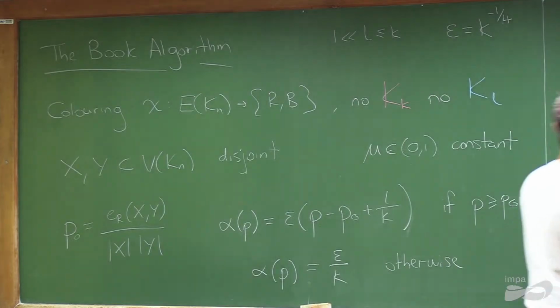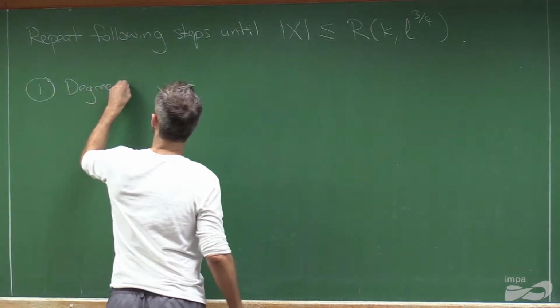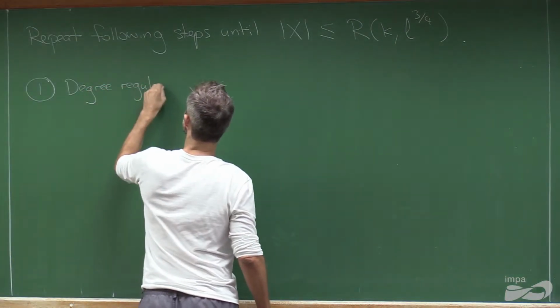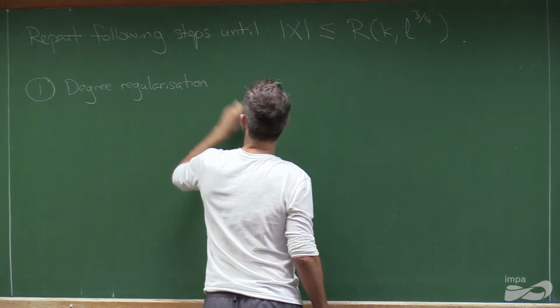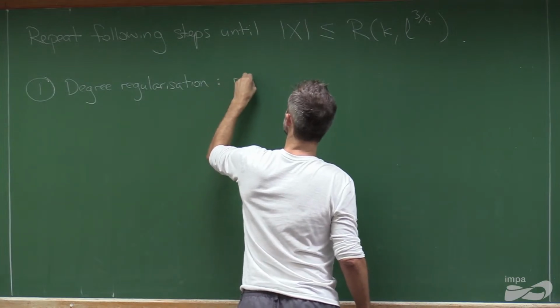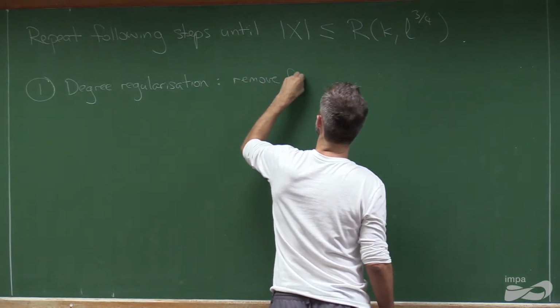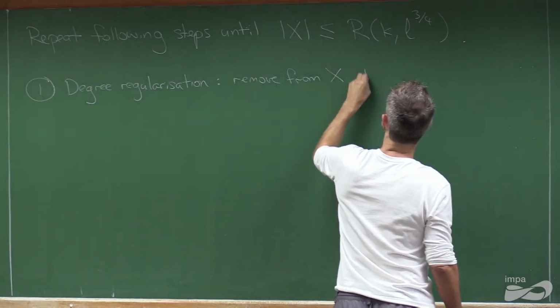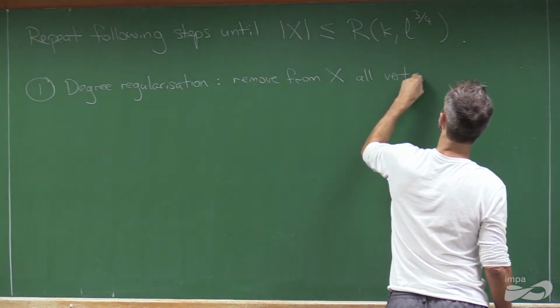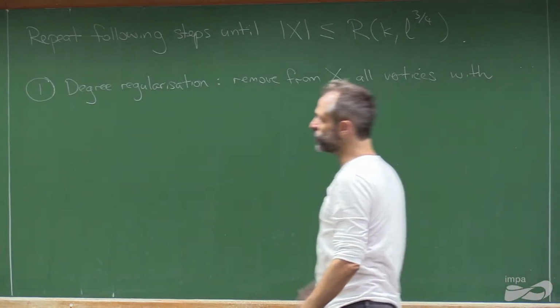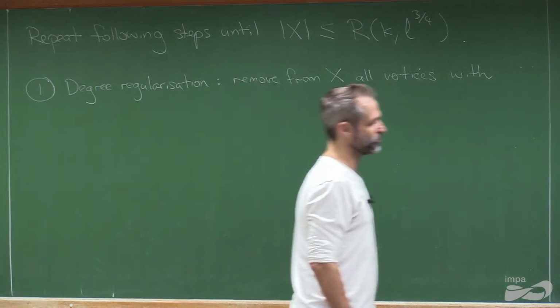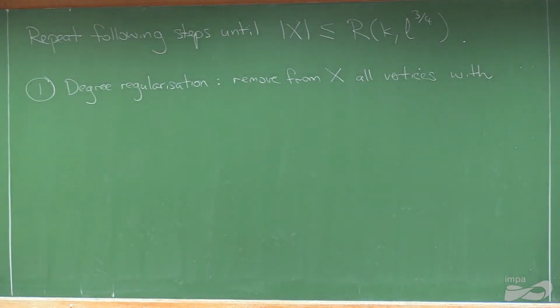Okay, so the first step is degree regularization, which means remove from X all vertices with few red neighbors on the other side. So perhaps I should draw a picture somewhere. Okay, so what is our picture? Let's have the picture over here again. This time, get it out of the way.